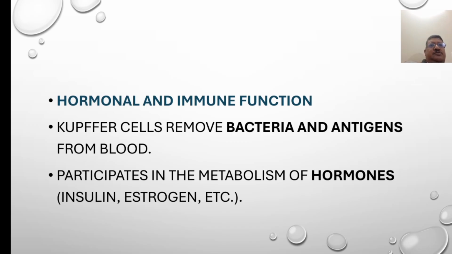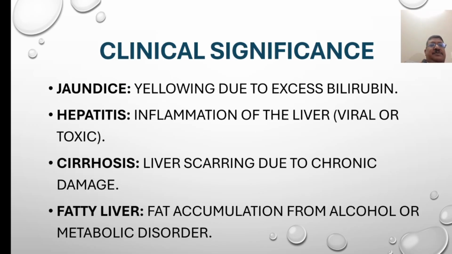Hormonal and immune functions: Kupffer cells remove bacteria and antigens from blood. Participates in the metabolism of hormones, insulin, estrogens, etc. Clinical significance: jaundice, yellowing due to excess bilirubin, hepatitis, inflammation of the liver, viral or toxic, cirrhosis, liver scarring due to chronic damage, fatty liver, fat accumulation from alcohol or metabolic disorders.